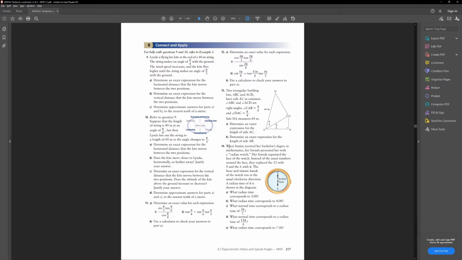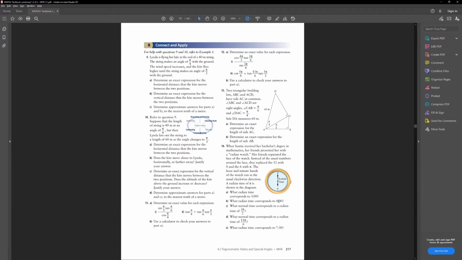What is the radian time that corresponds to 3? Okay, so now we're just learning how to count. It's pretty easy. If 6 is pi and 3 is in the middle of 0 and pi, that means it's pi over 2. What radian measure corresponds to 4? Let's think. This would be pi over 6, 2 pi over 6, which is pi over 3. This is 3 pi over 6, which is pi over 2. This is 4 pi over 6, which is 2 pi over 3. So there you go. We found what that is.